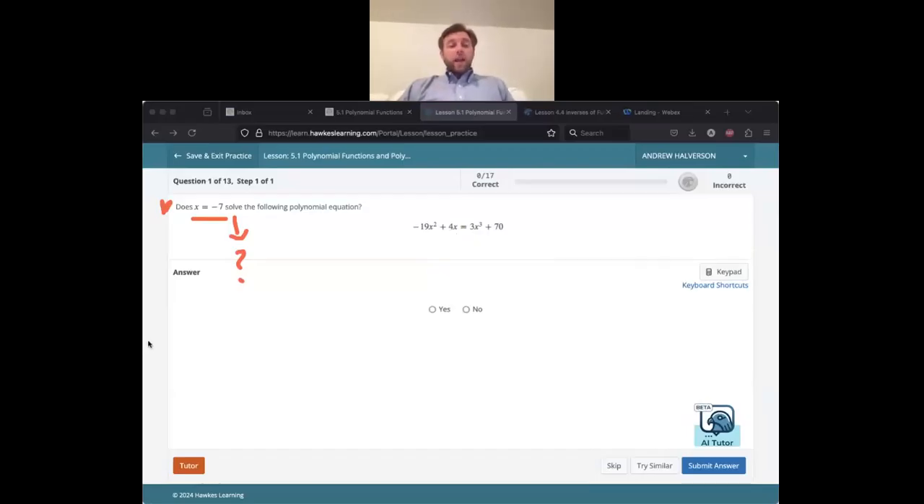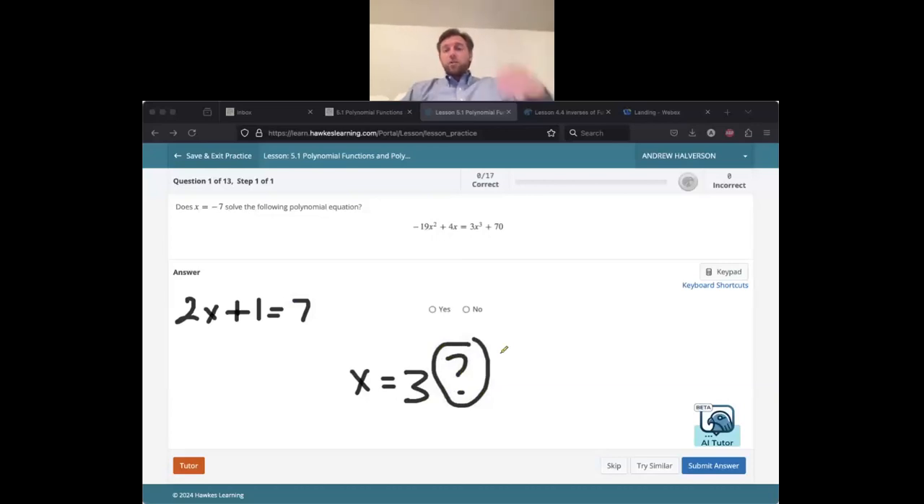Let me step back. Suppose we had something from the first week or two of class: 2x plus 1 equals 7. And I ask you, I found this solution, x equals 3. Am I right? Is that the solution? Your inclination is probably to solve this, go down the steps, and see if you get x equals 3.